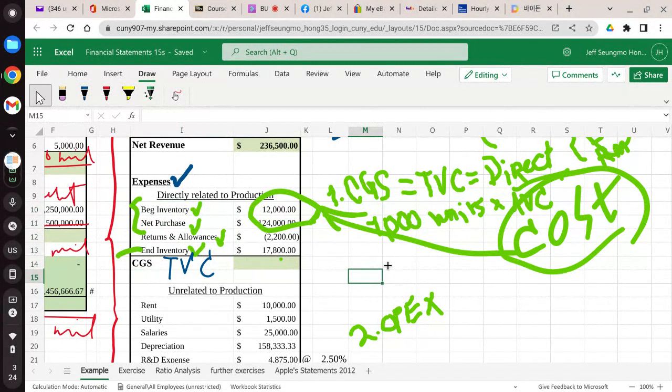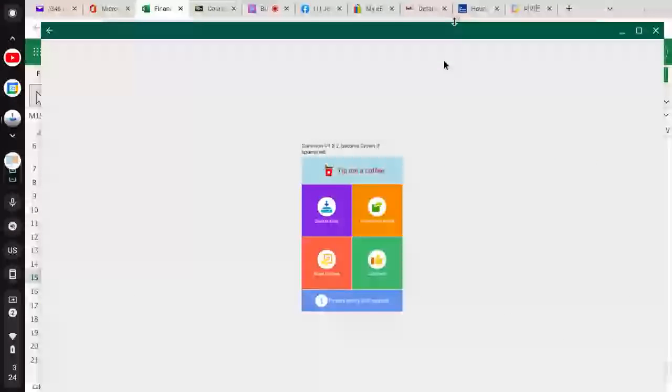Instead, they buy the merchandise from the manufacturer, right? And that merchandise is called inventory. Think about it.